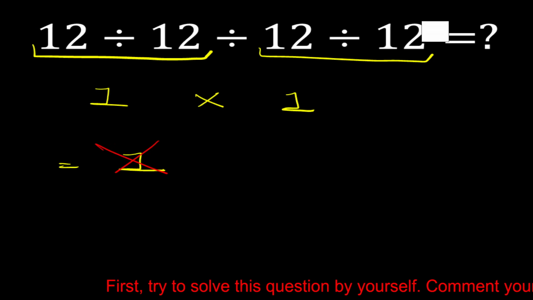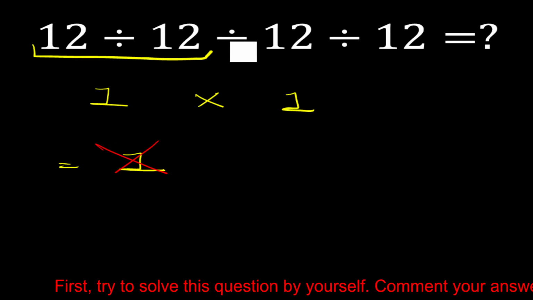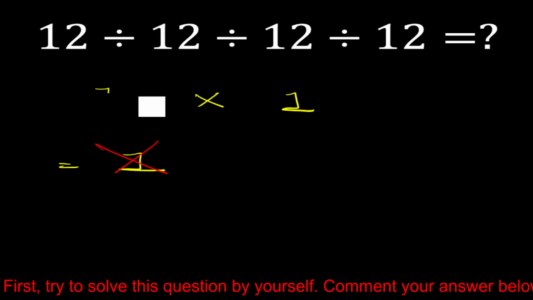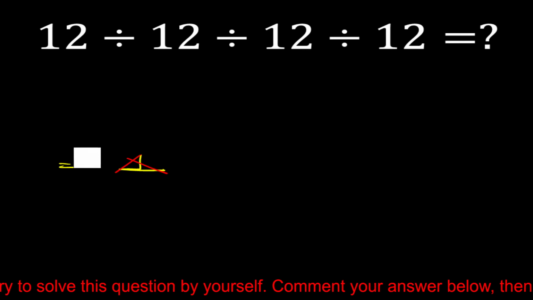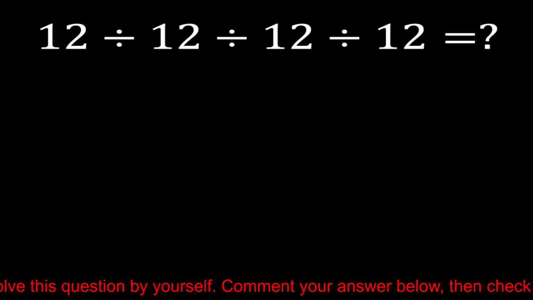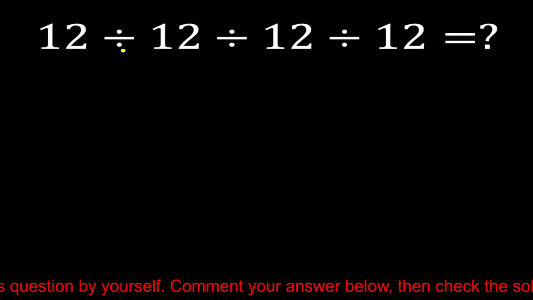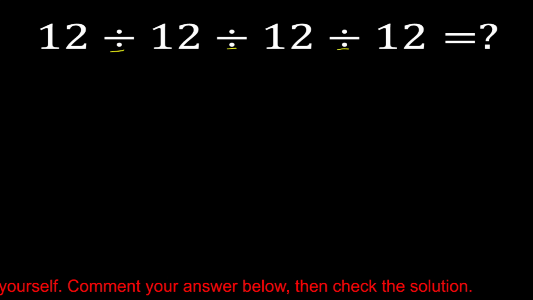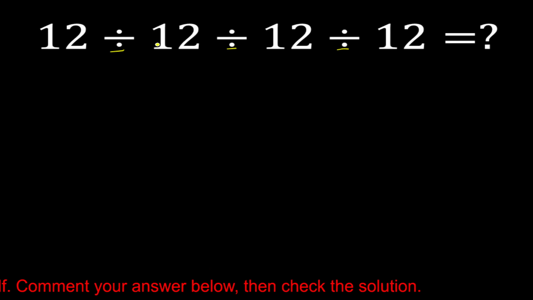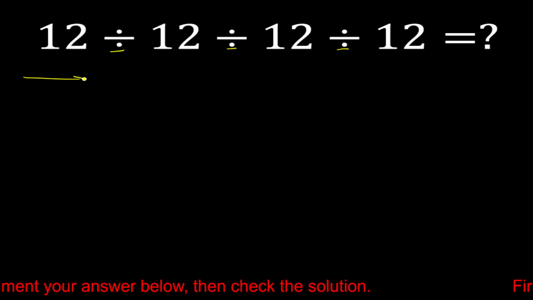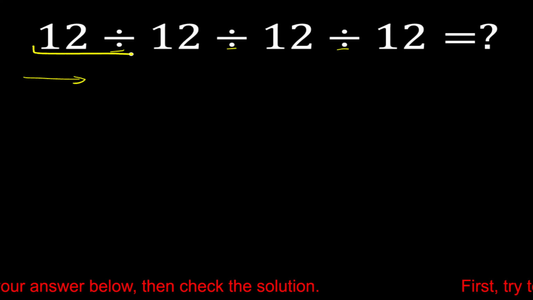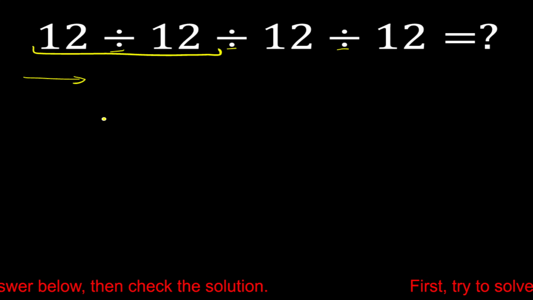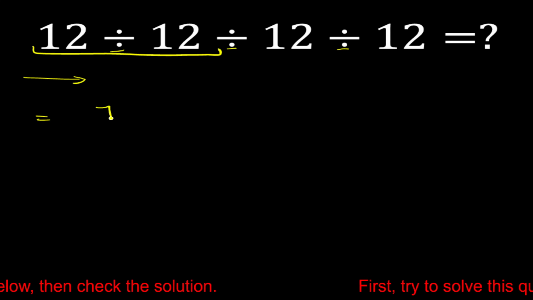Okay. Now let's solve this problem correctly according to order of operation. So according to order of operation, here is one division, here is one division, and here is one division. So all have equal priority, therefore we have to solve it from left to right. Okay. So first we have to solve this part. So 12 divided by 12 is equal to 1.